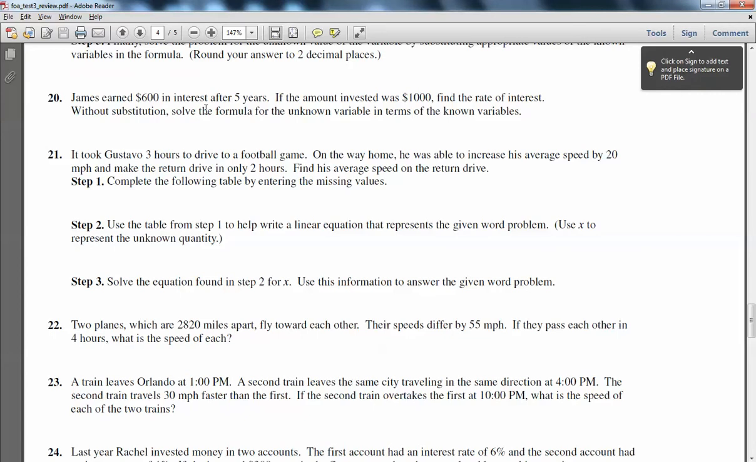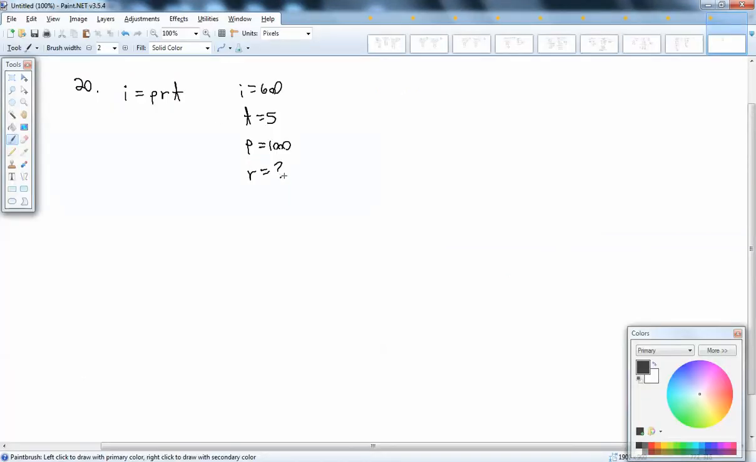It says, without substitution, solve the formula for the unknown variable in terms of the known variables. We don't know R, so we're solving for R. Okay, through our 5 steps. First step is get rid of parentheses, don't have any. Second step is to get rid of fractions, don't have any. Third step, get everything with the variable we're solving for on one side, everything else on the other side. We're solving for R, so I have everything with the R here, everything else over here. So that's done.